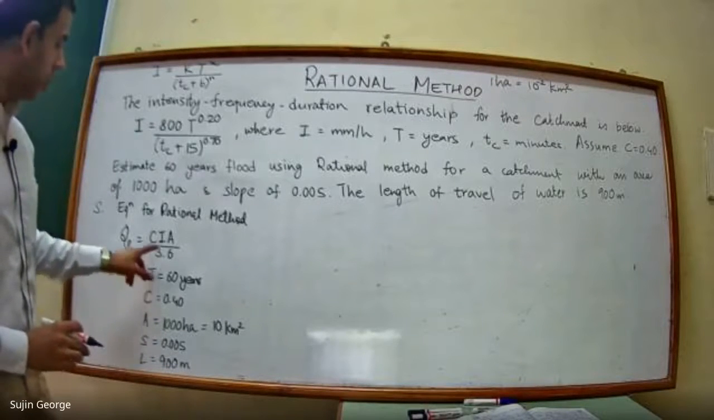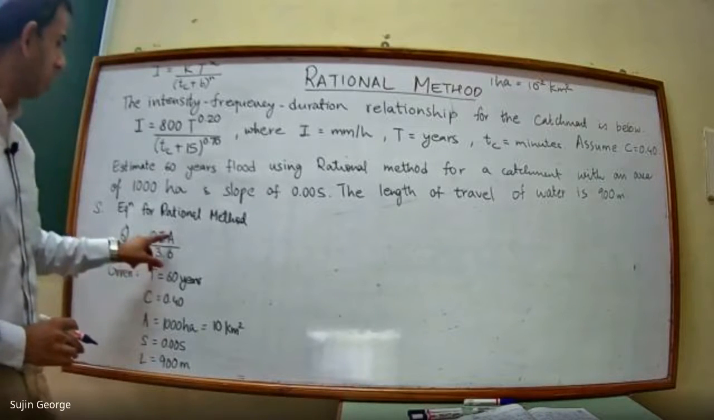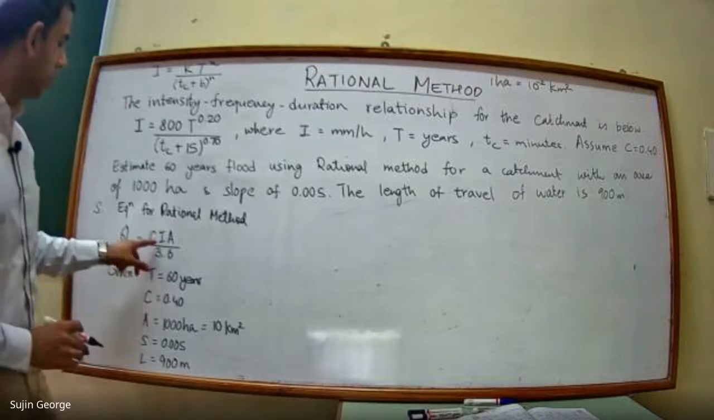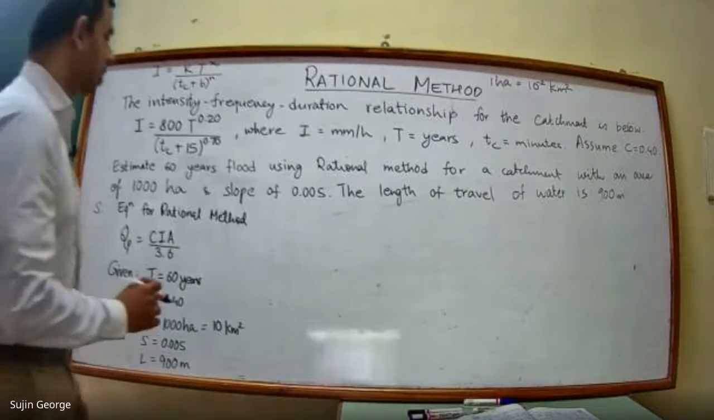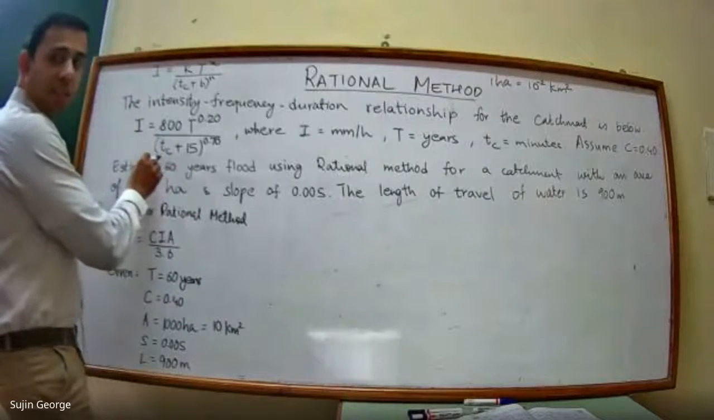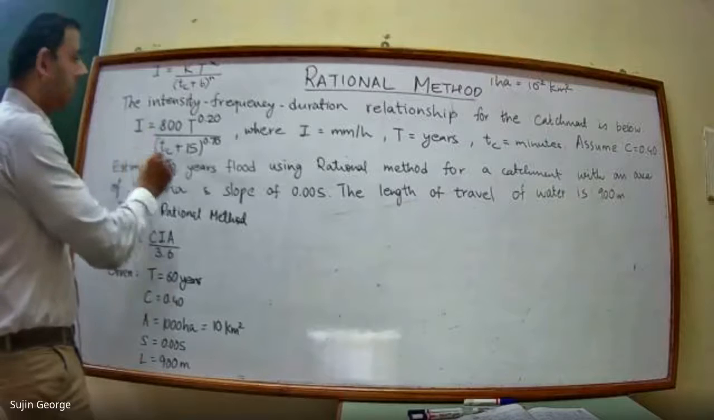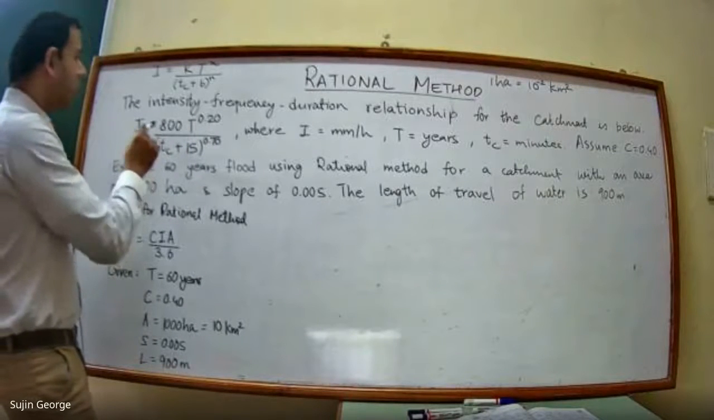But you don't know the value of I. C value you can substitute over here. A value you will substitute over here. But you don't know the value of I. So how to calculate I? In order to calculate I, we need to find out this value TC. Because this equation is given, from this equation you can calculate I.